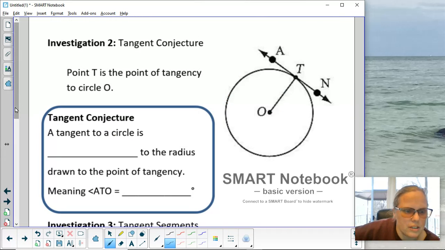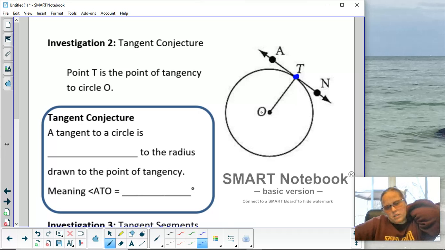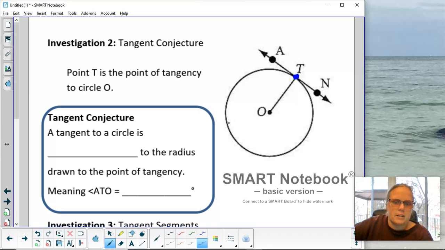All right, now we actually get into the investigation relating to tangents. So all of that was just background knowledge, background information, so that we can talk about the different parts of the circles themselves. So in this investigation, we're looking at the tangent conjecture. It says point T is the point of tangency. So right here, this blue point or point T, that's where this line skims the surface of circle O. Notice they call it circle O because O is the center point.